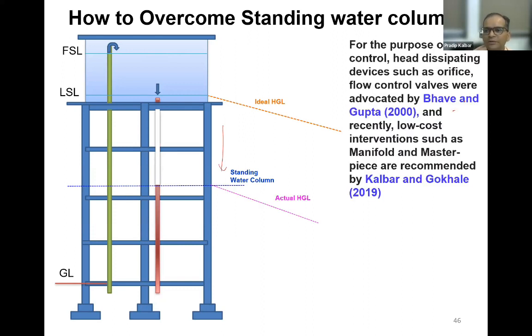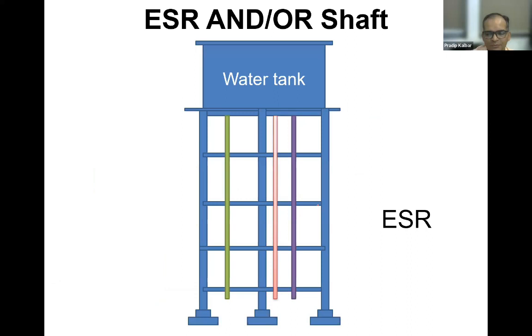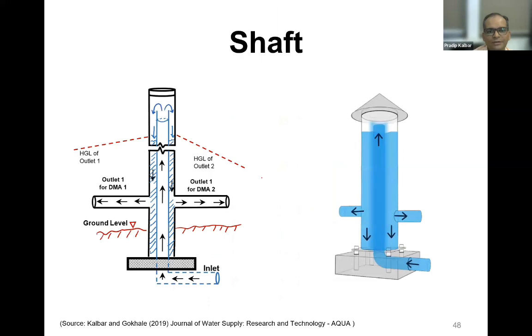Professor Bhave Gupta has given a lot of recommendations about using orifices and flow control valves. In our paper, we have used manifolds and master piece for controlling the withdrawal, and using a shaft. So I'll introduce the shaft as a concept. The shaft is a hydraulic element where water comes from this inlet and goes up. There is an annular space where water will fall, and we have multiple outlets. You can add this element anywhere in the habitation. It doesn't require much space, so you can use the available hydraulic energy nearer to the consumers. That's the benefit of this shaft.